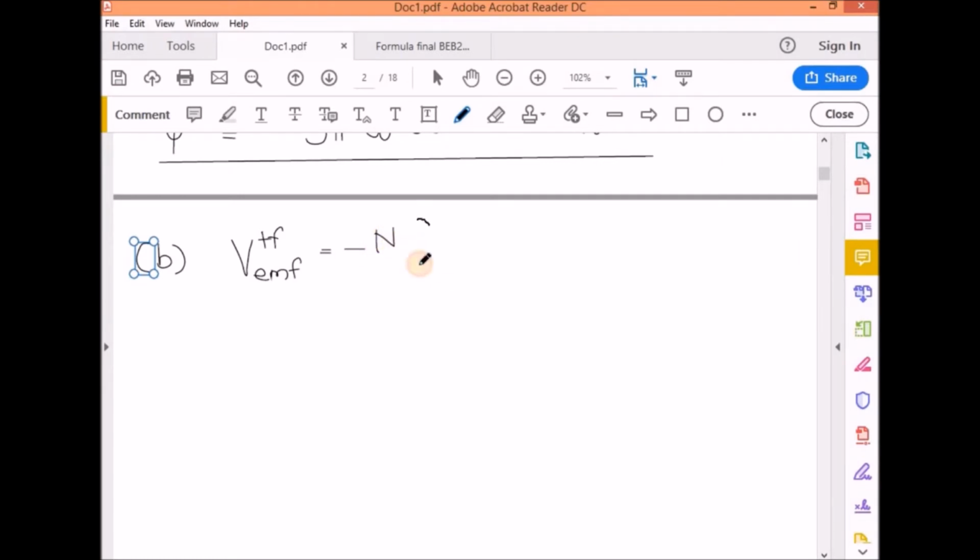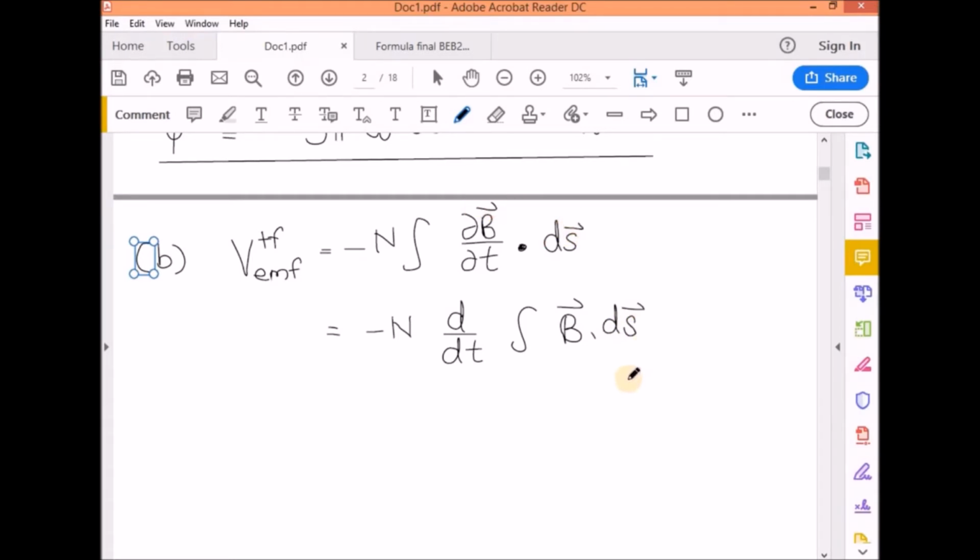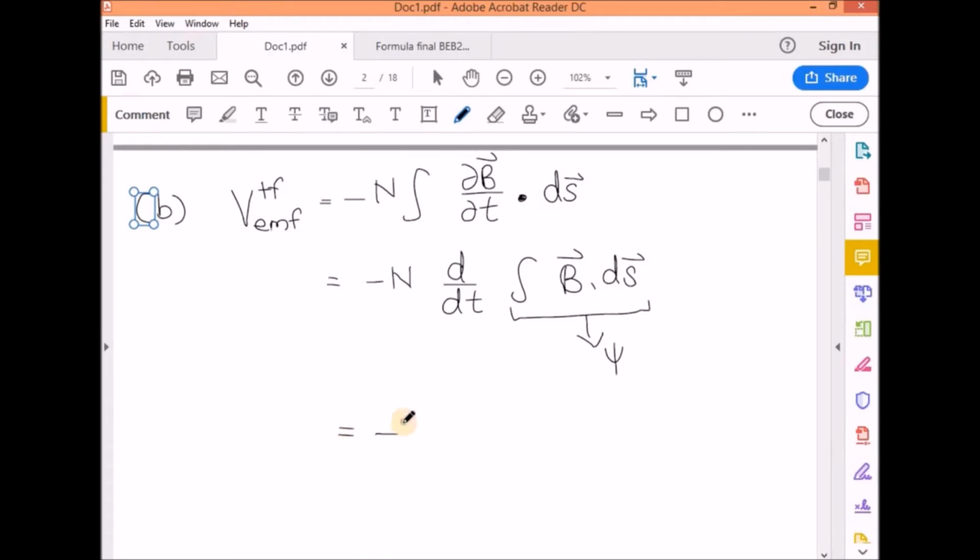Negative, and after that, integrate B. What should you find first? This one actually you have to do, if I split it. Can you see this? Have you calculated it? Yes, right. So this is the magnetic flux that you calculated in question A, so you just replace it here.